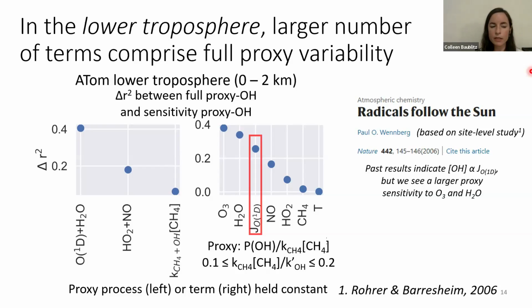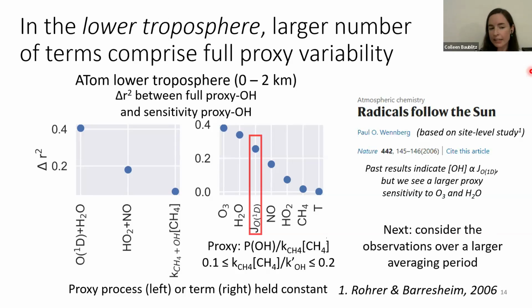So we see from the process-based analysis that O singlet D and water vapor, followed by HO2 and NO, are influential in the lower troposphere, and that's not terribly surprising. That's been shown by past work. But one thing that I found kind of interesting was that while O singlet D and water vapor is certainly the most influential term in this region, one thing that we see is that ozone and water vapor variability exceed the influence of JO singlet D. And so that seems to potentially conflict with past results that showed broadly that JO singlet D is essentially the most important term in terms of reflecting OH variability.